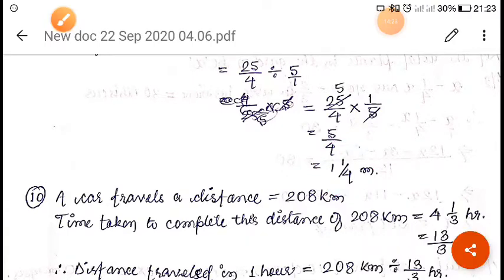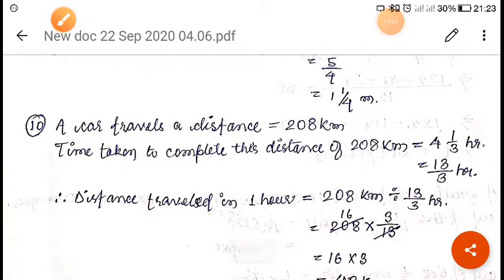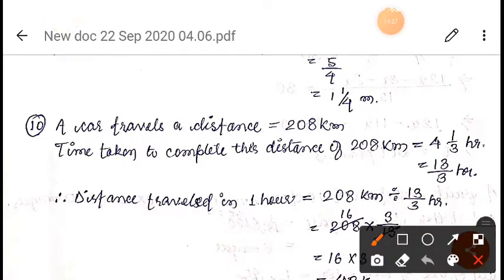Now next is a car travels a distance of 208 kilometer, as you can see, 208 kilometer in 4 1 by 3 hours. How many hours did it take? 4 1 by 3, when you solve, you will get 13 by 3 hours. So to travel this much distance, it takes this much time.